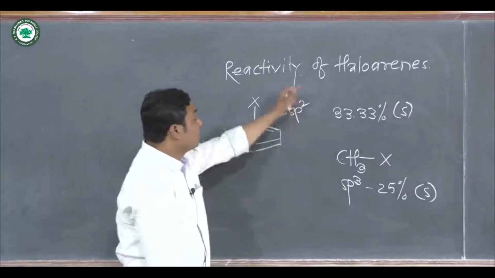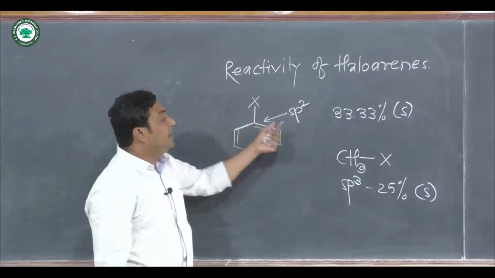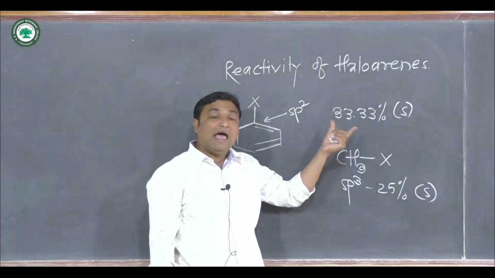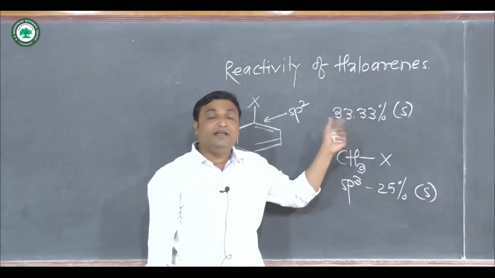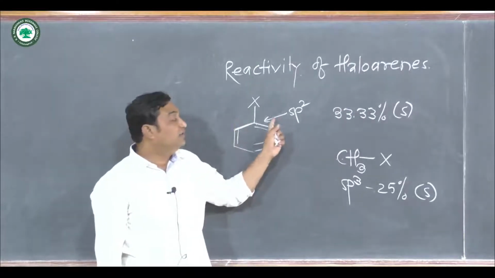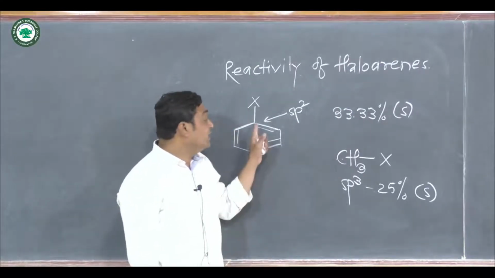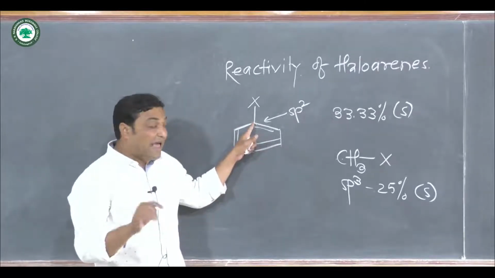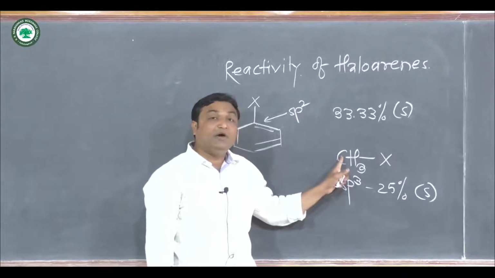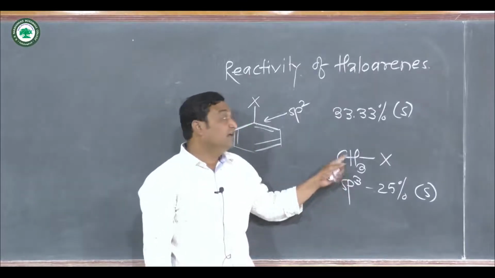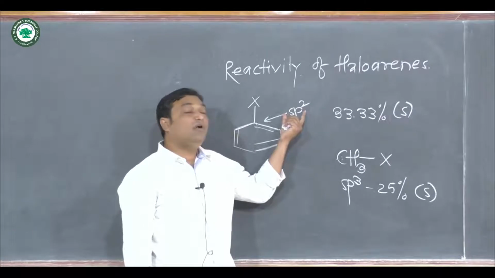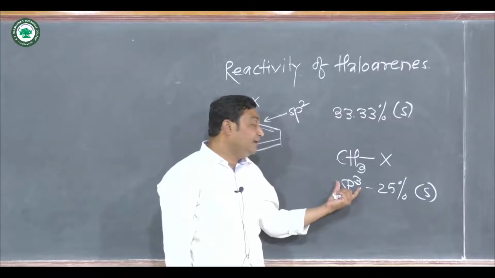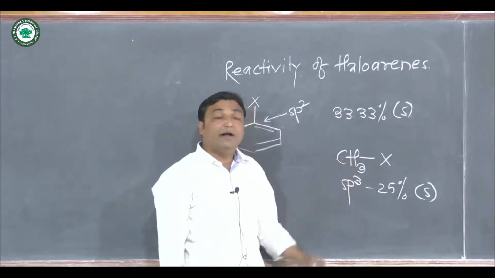In case of sp2 hybridization, the percent of S character increases. As the percent of S character increases, its electronegativity also increases. As the electronegativity of this carbon atom increases compared to this carbon atom, we may say that sp2 hybrid orbitals have higher electronegativity than sp3 hybrid orbitals.